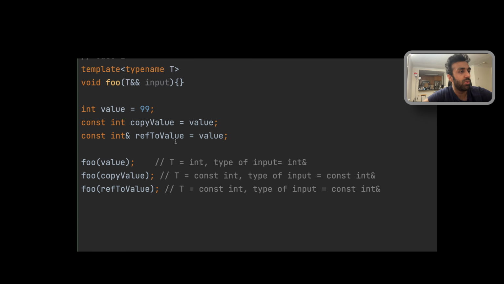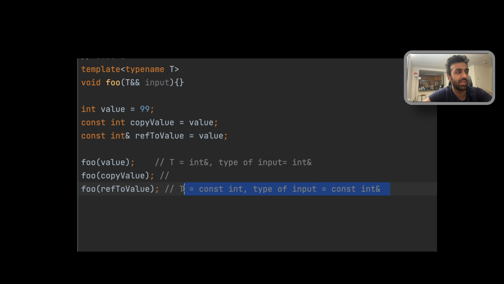Okay. Now what do you expect? You again pass value, copy value, ref to value. Okay. Now you pass int value for the first case. If you think t is still int, you will be wrong, because t is now a reference to int, and the type of input will also be reference to int.